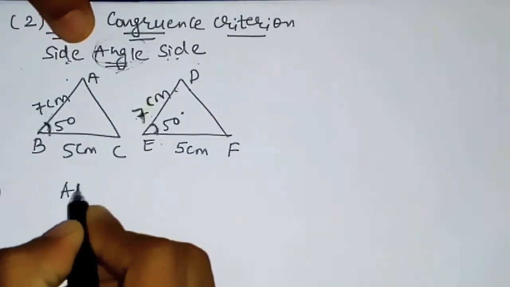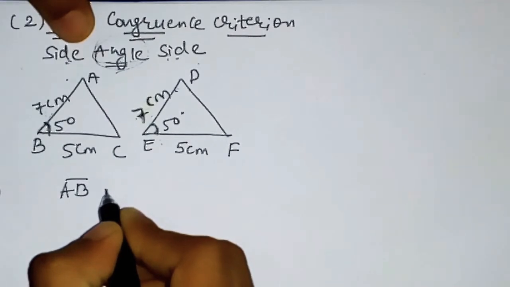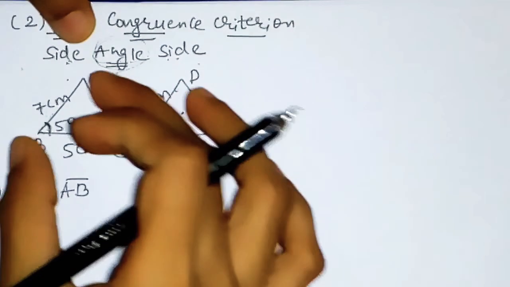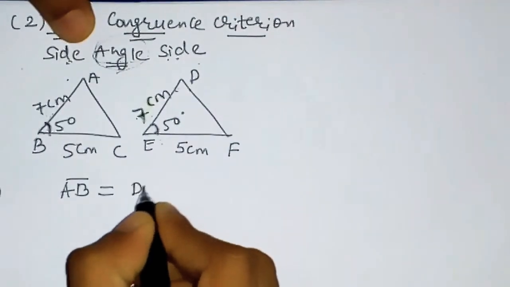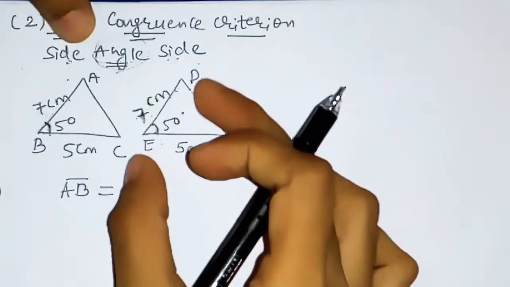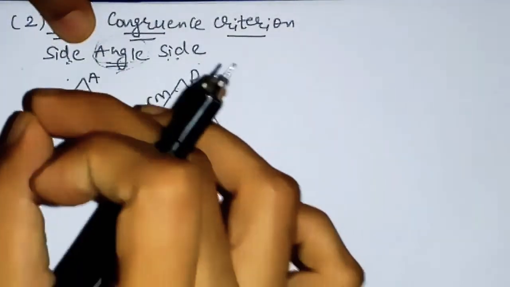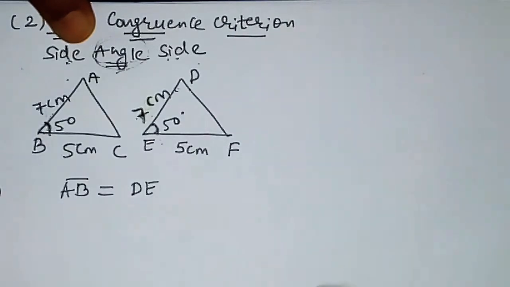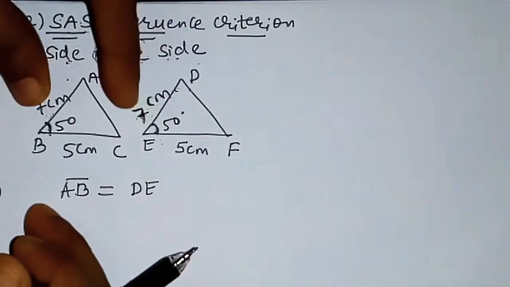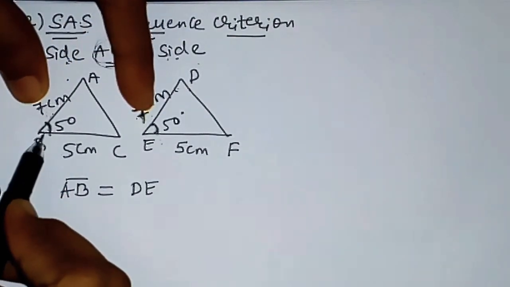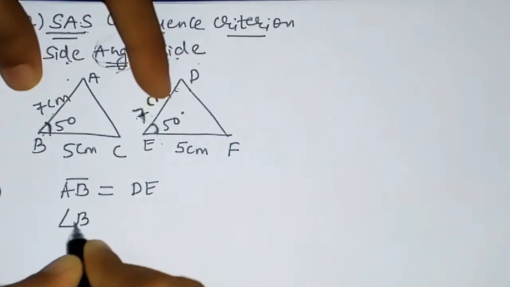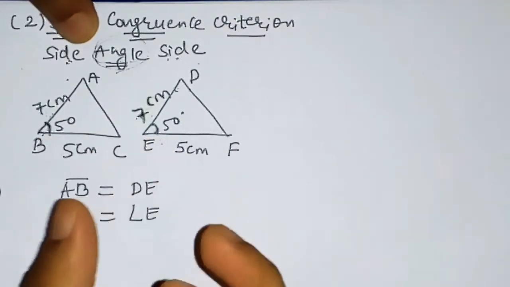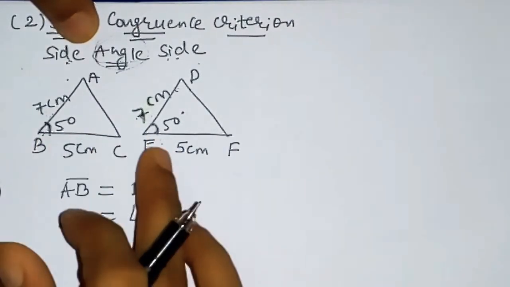So AB is equal to, or you can write the correspondence symbol also. AB is equal to which side? DE. Here AB and here DE. So this AB of this triangle and DE of this triangle are equal and both are 7 centimeter. Next, AB and DE is done, right? Now next what is given? Angle is given. So angle B is equal to angle E. Both are 50. Both are equal.